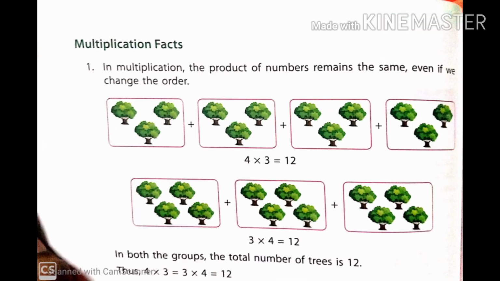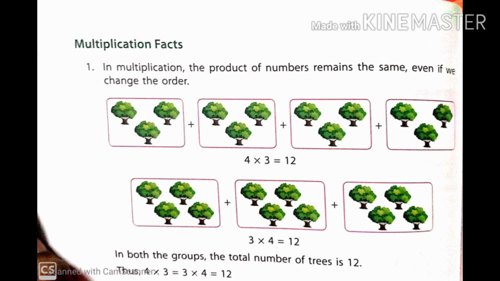Multiplication facts. Number 1. In multiplication, the product of numbers remains the same even if we change the order.